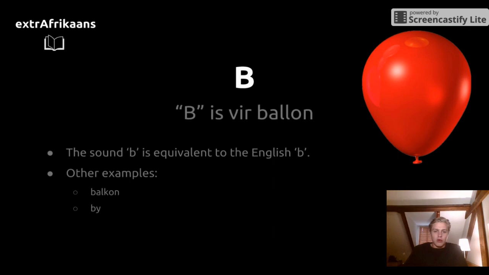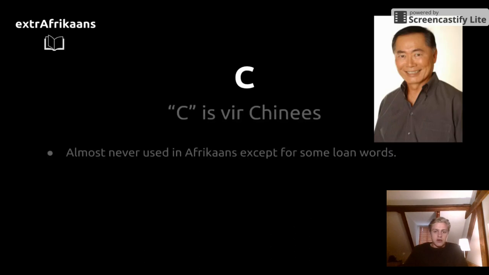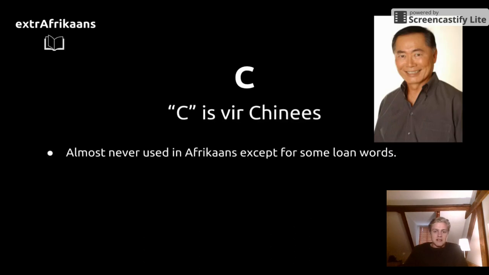Next, we'll turn to B. B is for ballon. The sound B is equivalent to the English sound B. Other examples would be balkon, which is a balcony, and bye, which means a bee or at. Next, we'll go to C, which is for Chinese, which means Chinese person or Chinese language.